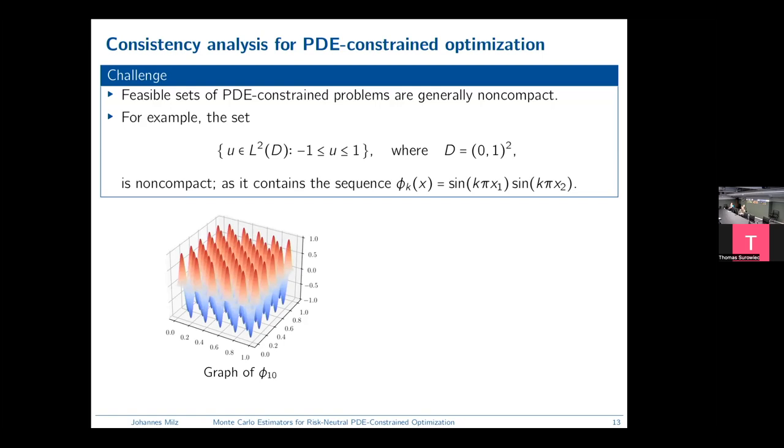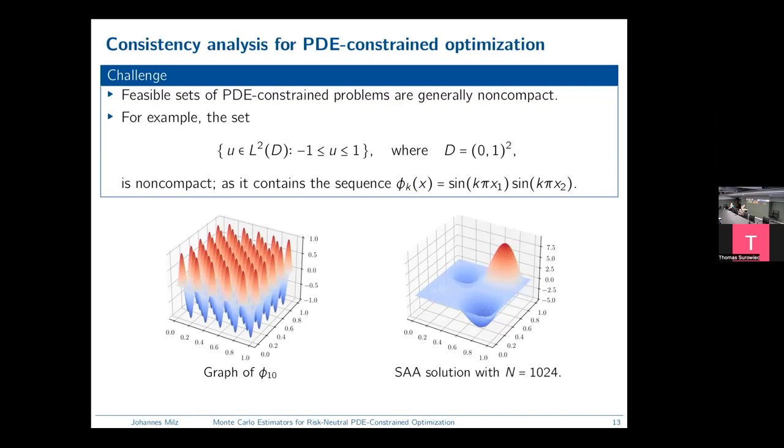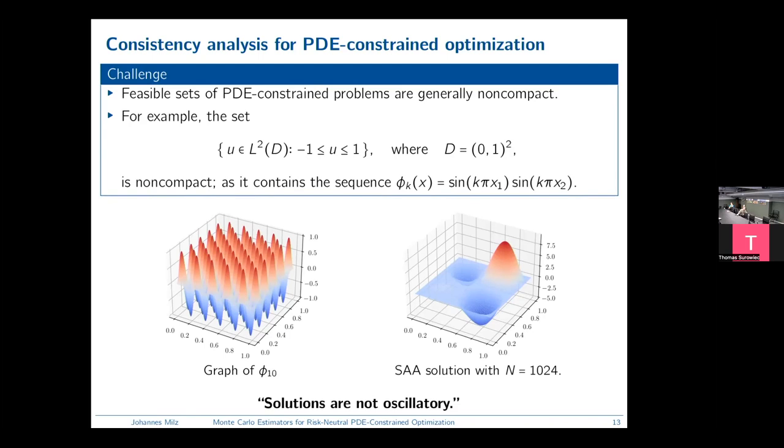If we have a look at our SAA solutions, all of them, I just show one here, then we observe a distinct feature. These solutions tend to be not oscillatory. Okay. This is just a graphical illustration. So in order to apply this consistency framework I've mentioned earlier, what we should do is construct a compact set with these properties that I've mentioned. And what we will be doing is formalizing the statement that solutions are not oscillatory. This is what we need. Okay. So we formalize this graphical observation here.